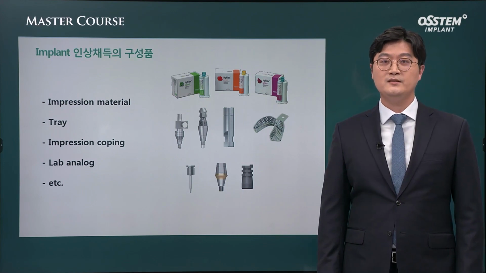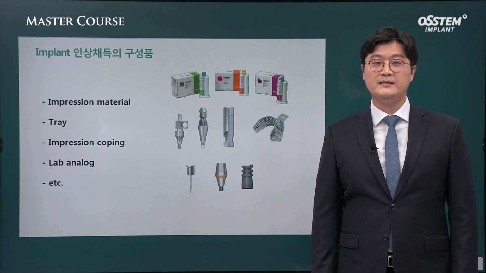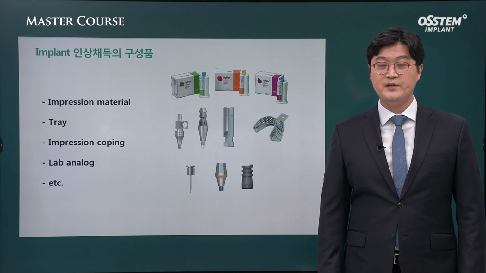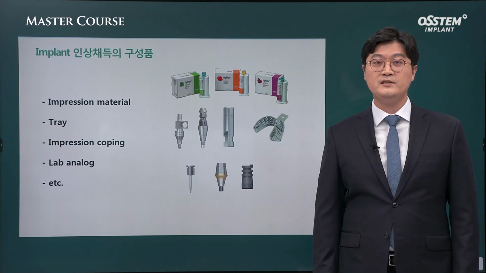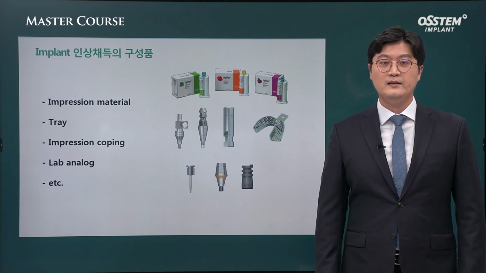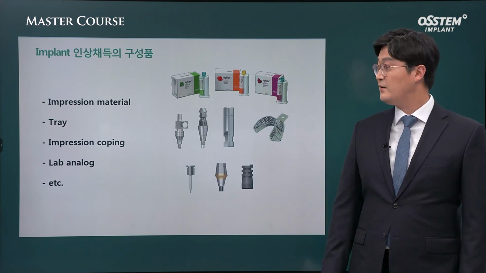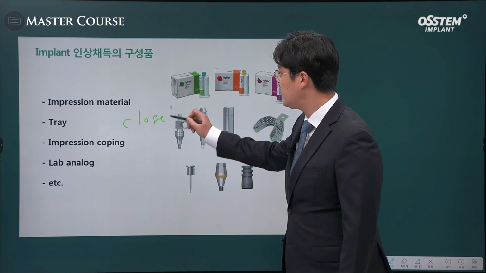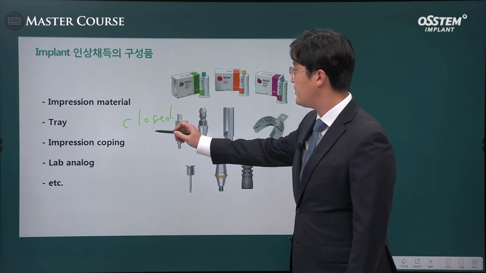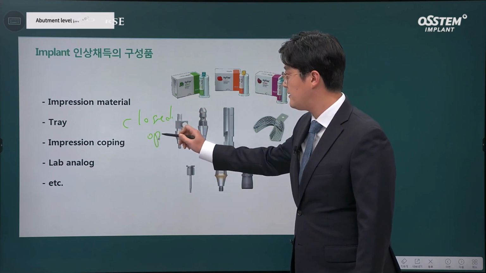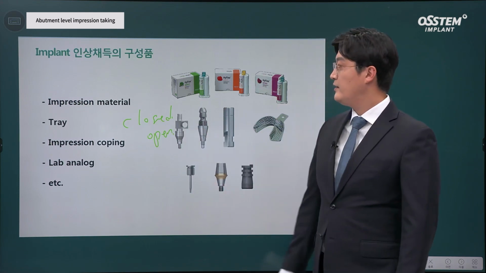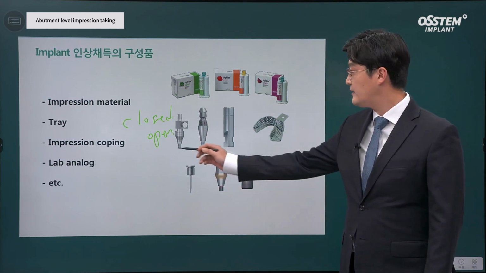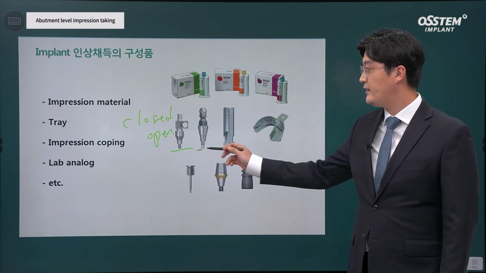There are many things necessary for implant impression taking. First, impression materials. Polyvinyl siloxane is usually used today. Tray. Closed tray, as I said before, for transfer type, and open tray for pickup impression taking. Impression copings, pickup type, transfer type.